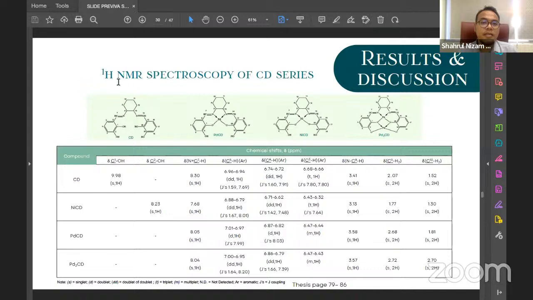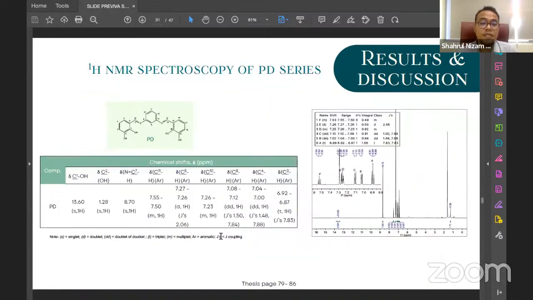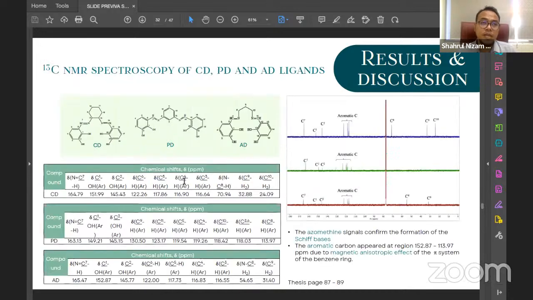The same method, proton NMR spectroscopy, for the CD series. Yeah, the same observation was also made. And then you can see the 1H NMR spectroscopy of the PD series. The same thing was also noticed and observed. But not all complexes can be run with NMR due to solubility problems. And for carbon-13, we just want to know how many carbons are there in your compound. So you can use carbon-13 NMR.